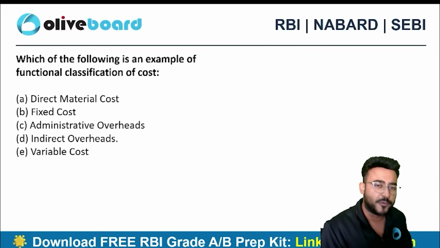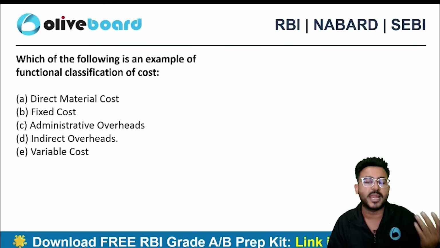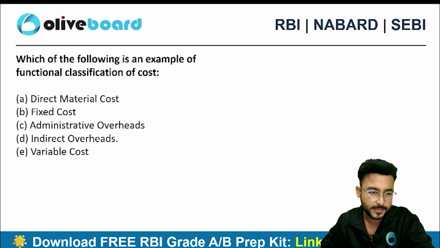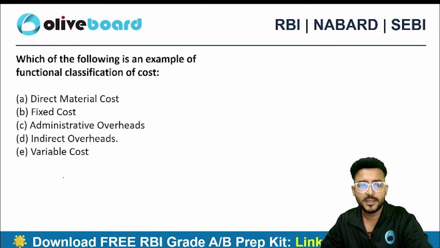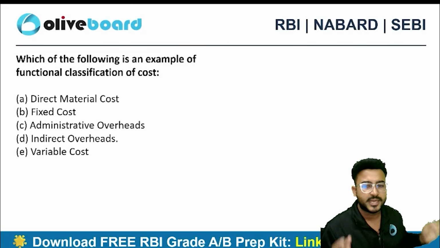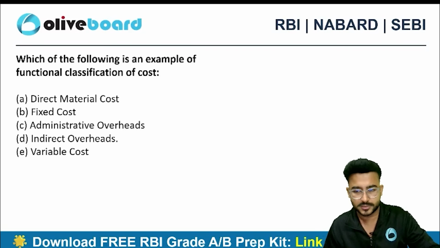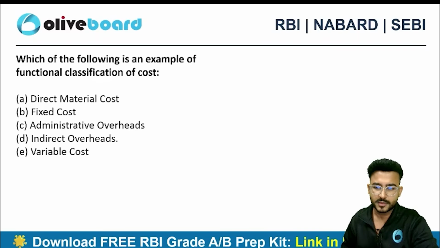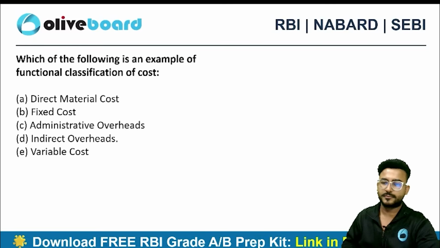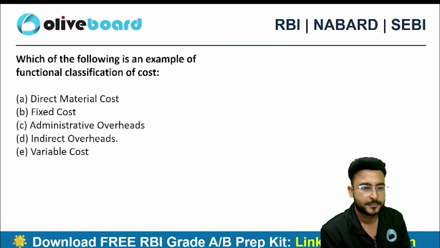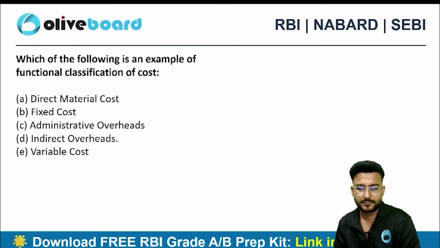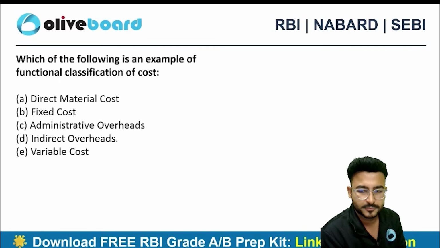Next one. Which of the following is an example of functional classification of cost? Direct material, fixed cost, administrative cost, indirect overheads, variable cost. What do you think will be the correct choice here, guys? Functional classification, not the element classification.